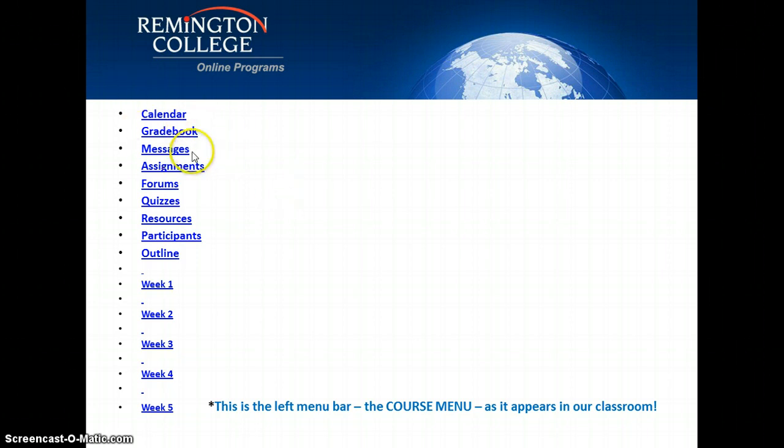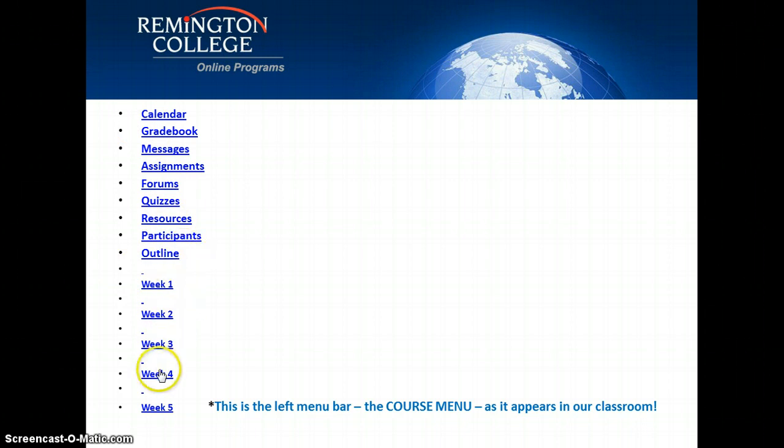Messages, if you want to send messages between students, between each other, obviously. Assignments, you can click on that and you'll be able to view all the assignments that are due in the class. Forums, this link is to all of the discussion forums. Quizzes would be all of the quizzes that you're responsible for in this class. Resources are library and APA information. Participants will be a list of the classroom participants, and the outline is basically what we'll be covering in class.